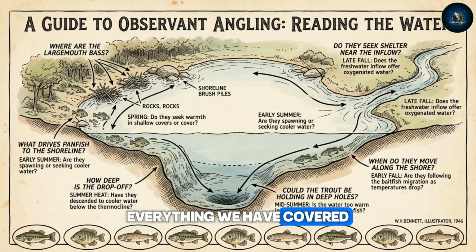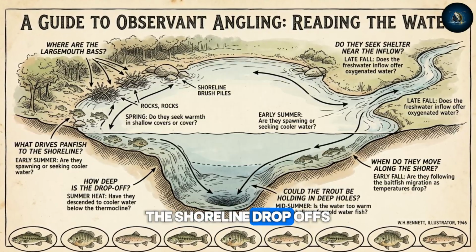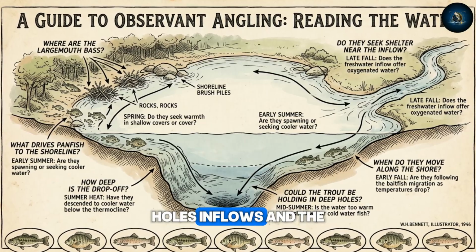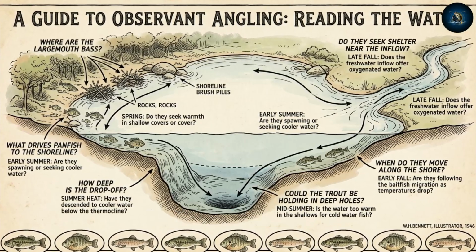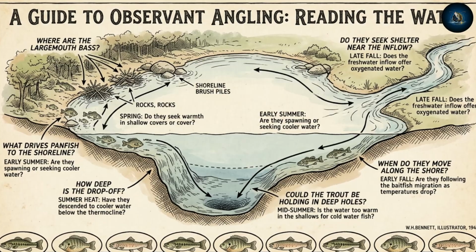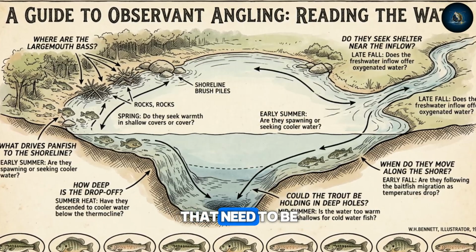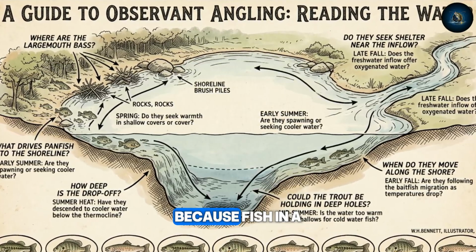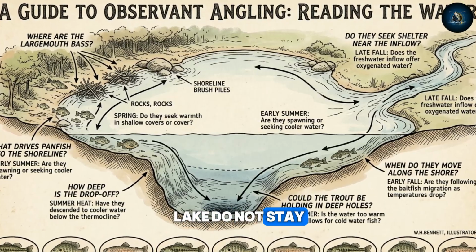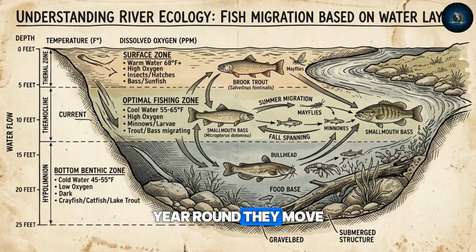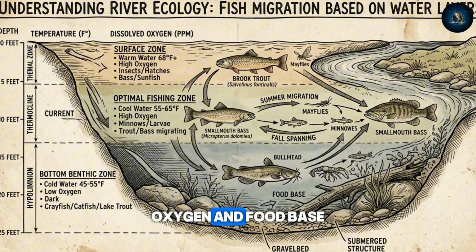Everything we have covered, the shoreline, drop-offs, holes, inflows, and the water surface, these are not permanent answers. These are constant questions that need to be asked anew in every season, because fish in a lake do not stay in one place year-round. They move along with the temperature, oxygen, and food base.